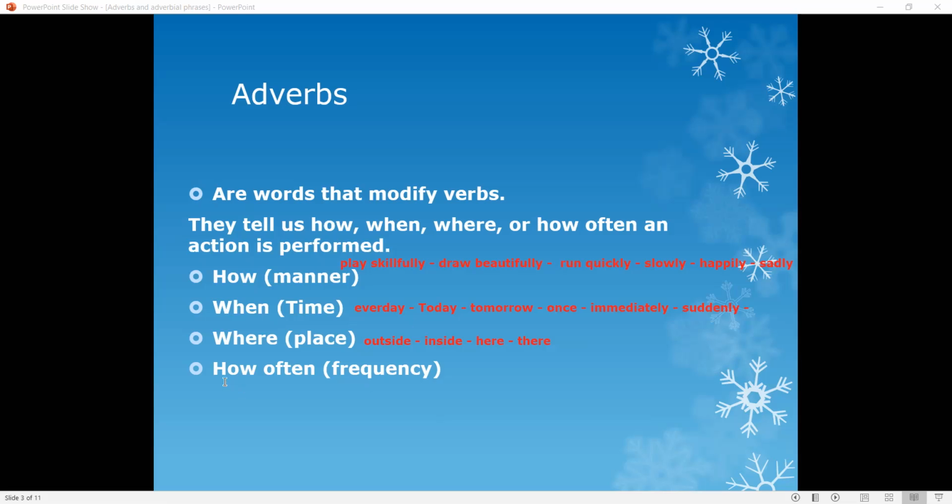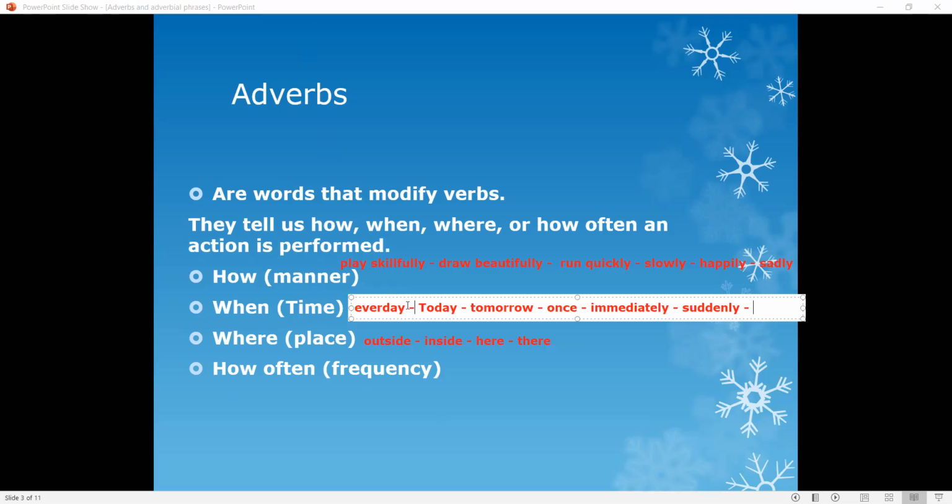How often shows the frequency, as we said. So what are the adverbs of frequency?